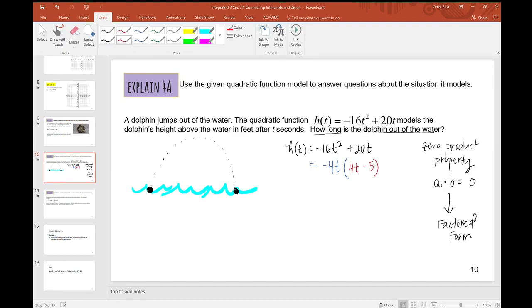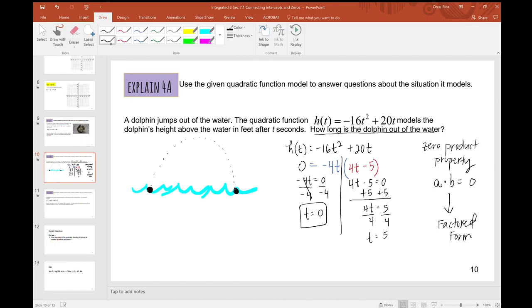Now that our function is in factored form, let's set each factor equal to 0. So that's negative 4t equals 0, and 4t minus 5 equals 0. Let's solve for t. In the first equation, all we need to do is divide by negative 4. 0 divided by negative 4 is 0. In our second equation, we want to add 5 to both sides, which gives us 4t equals 5. Now let's divide by 4 on both sides. t equals 5/4.